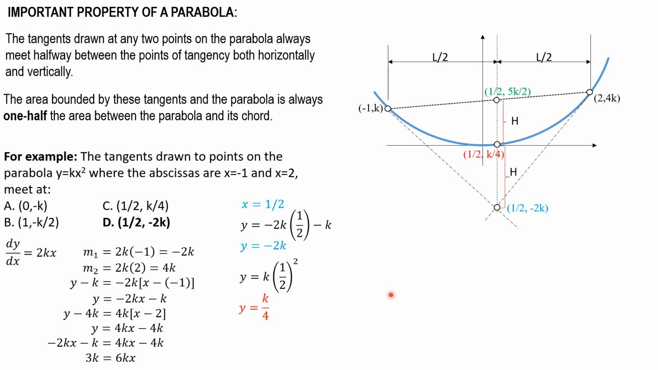And my recommendation is you just use y equals kx squared. Assume k is 1, so that this is at -1 comma 1, and this is at 2 comma 4, and you can evaluate the area here and this area here. Show that this area by integration is 1/2 the area bounded by the chord and this parabola. So that's it for this part.